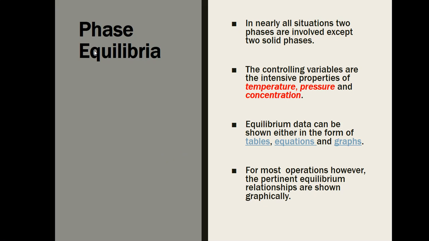Equilibrium data can be presented in the form of tables or graphs, and even in the form of an equation. The relationship, that is, can be presented in the form of an equation. For most operations, however, the pertinent equilibrium relationships are mostly shown through graphs. Now, what are the bases for phase equilibrium?